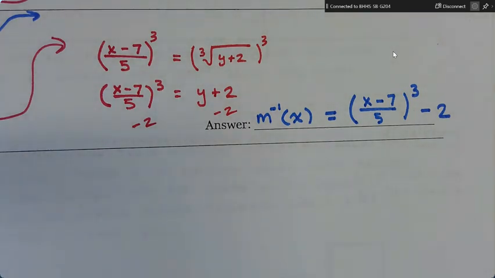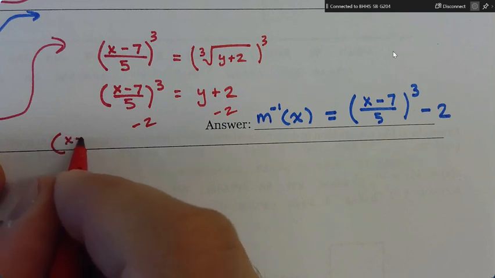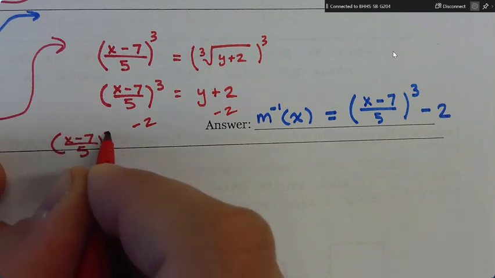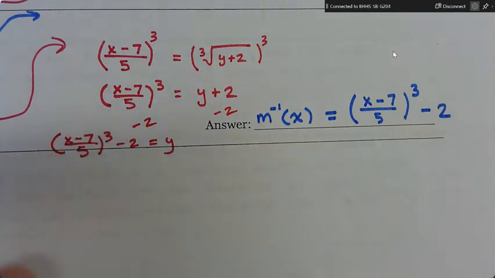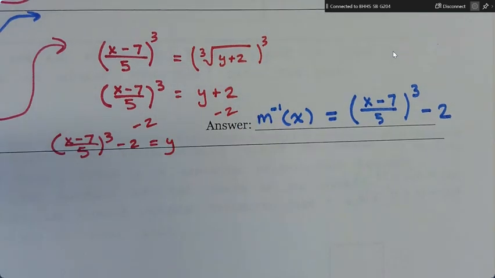All right, what kind of questions do we have, gang? Decille. Are we not going to have the y in it? I kind of skipped a step. Right here, it would say x minus 7 over 5 cubed minus 2 is equal to y, and then I changed the y to m inverse.